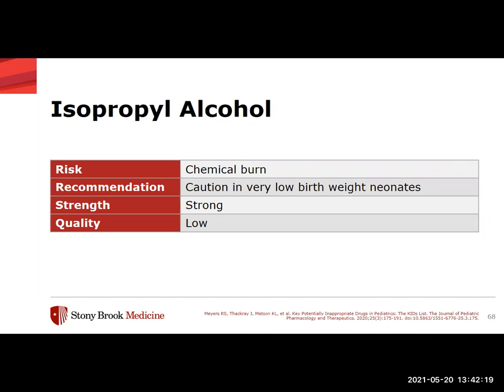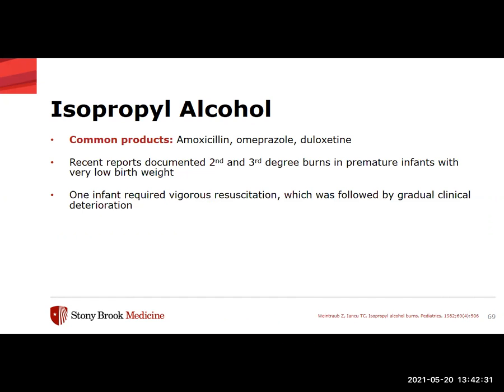Our next excipient is isopropyl alcohol, which has been observed to cause chemical burns in very low birth weight neonates. So again, we recall that this means a neonate with less than 1,500 grams of body weight. Like ethanol and ethyl alcohol, isopropyl alcohol can be found in some formulations of amoxicillin, omeprazole, and duloxetine.